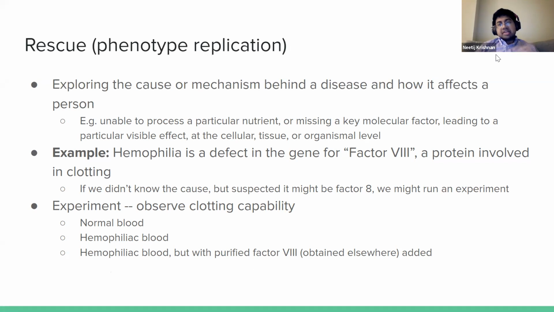So for example, let's look at hemophilia. Hemophilia is a clotting disorder. It's a defect in the gene for a protein called factor VIII, a protein involved in clotting, so it doesn't work. If we didn't know the cause of hemophilia, but we suspected it might be a problem with factor VIII, we might run an experiment. Our experiment would use normal blood, a hemophiliac's blood, and then a hemophiliac's blood with purified factor VIII obtained from somewhere else added.